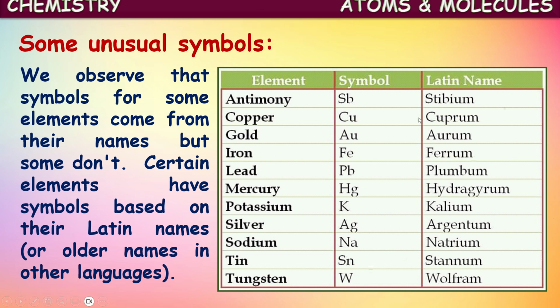Stibium: S is already given to sulfur. So while repeating S, we give importance to one more letter, B, so SB. Cuprum: C is already given to carbon. So we give importance to one more prominent letter, that is U, so Cu.